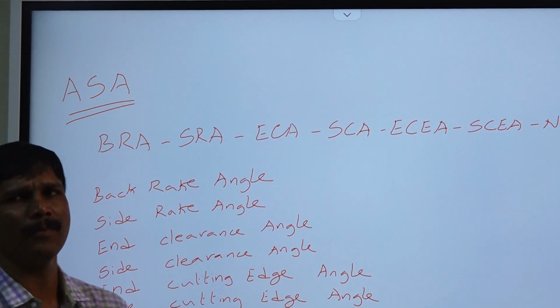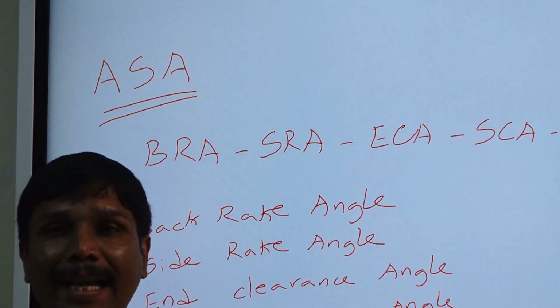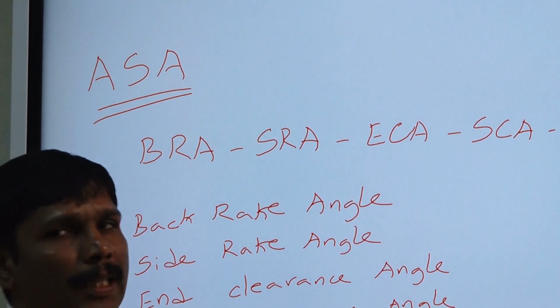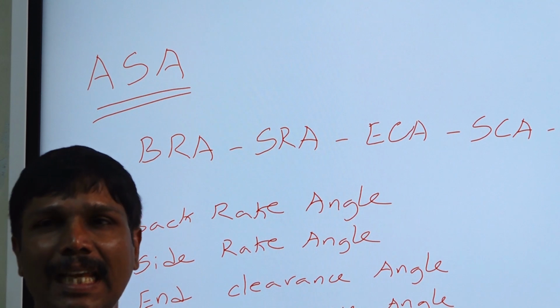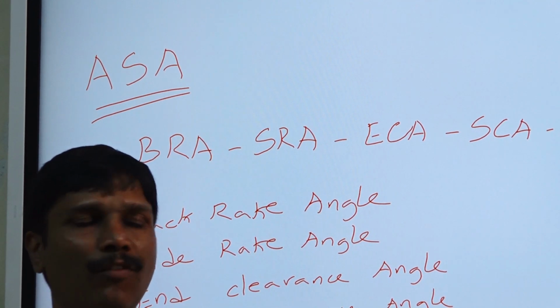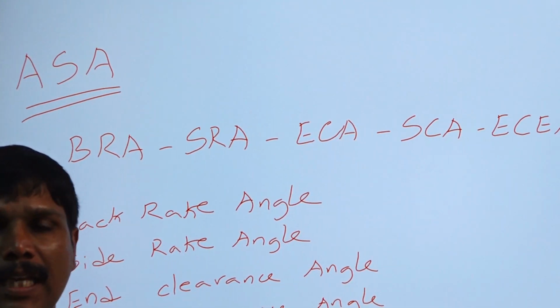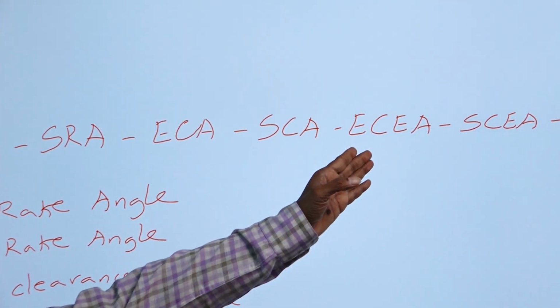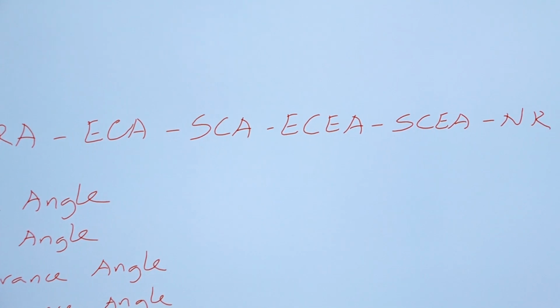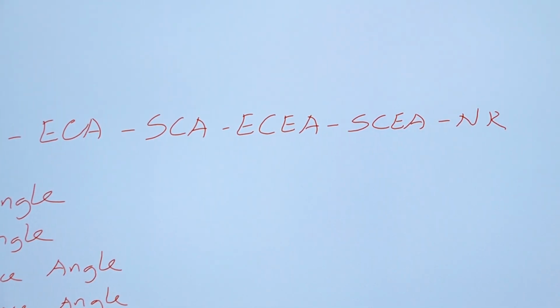The first term is the back rake angle. The next term is the side rake angle. The third term is the end clearance angle or end relief angle. The fourth one is the side clearance angle or side relief angle. The fifth one is the end cutting edge angle. The next one is the side cutting edge angle.